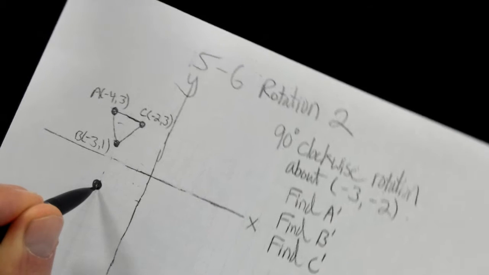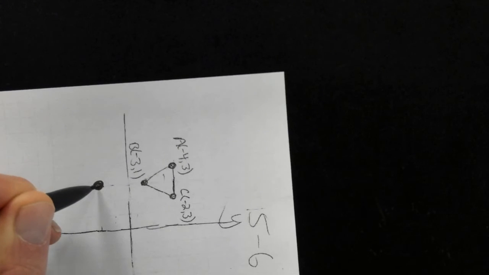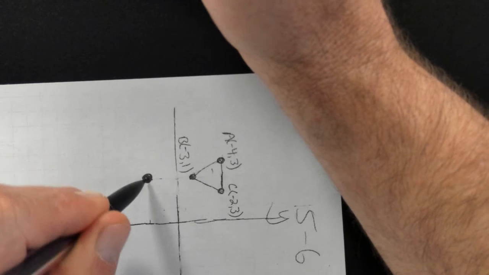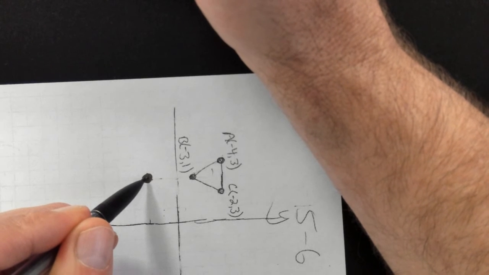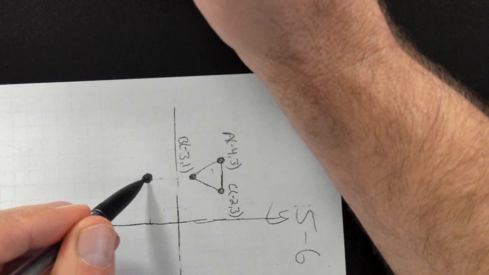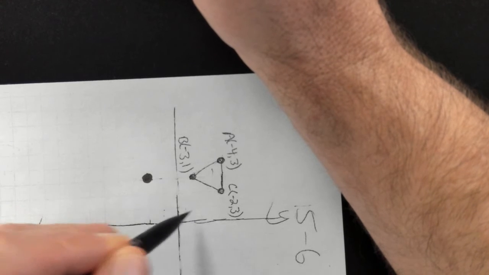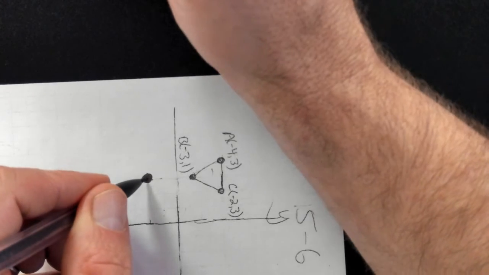We're going 90 degrees clockwise. Remember, 90 degrees is a quarter turn, and we turn to the right. We're looking for A prime. The question is, where is it with respect to the center of rotation? We're counting from the center of rotation. Everything happens from the center of rotation. The only thing that happens from the origin is counting to get the coordinates of the answer at the end. Nothing else. Keep that in mind.